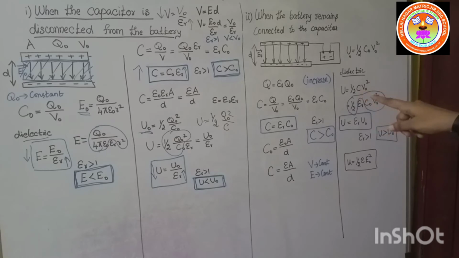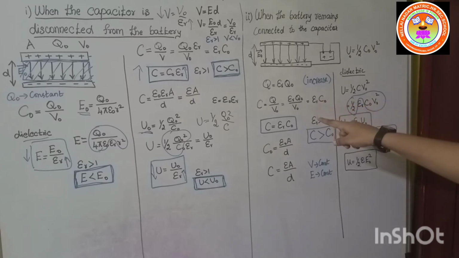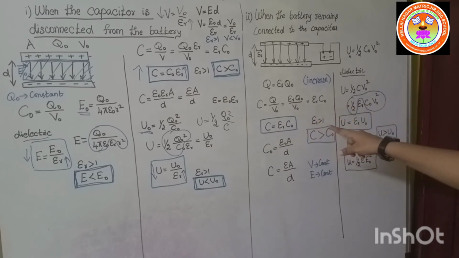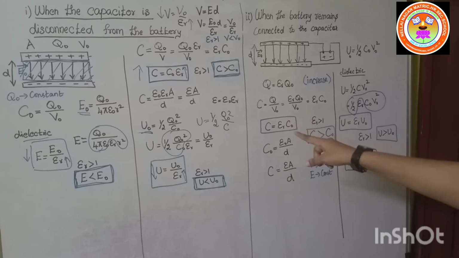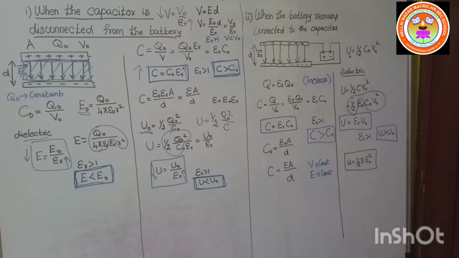Epsilon r into Q naught. So in the place of Q, we can write epsilon r Q naught by V naught. Now, Q naught by V naught is equal to what? C naught. So C is equal to epsilon r into C naught. We know that epsilon r is greater than 1. So when epsilon r increases, capacitance also increases. So we can say the capacitance will increase.